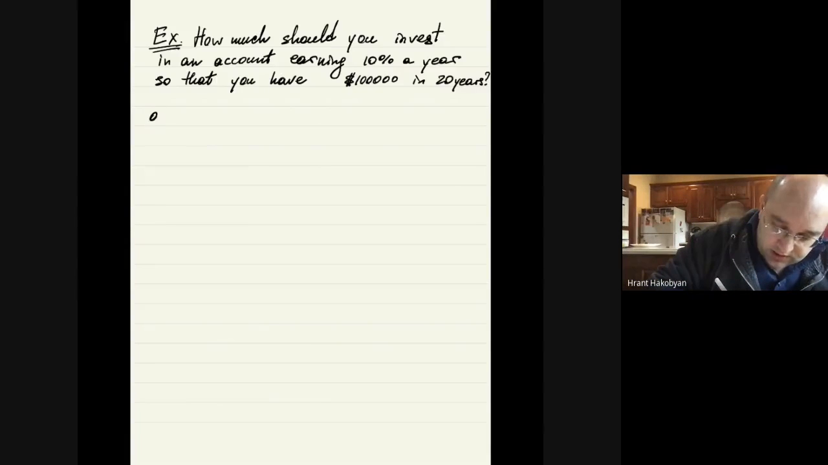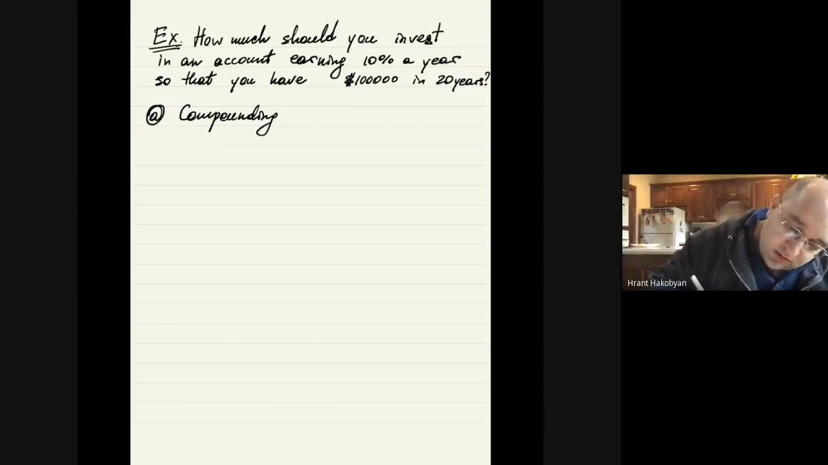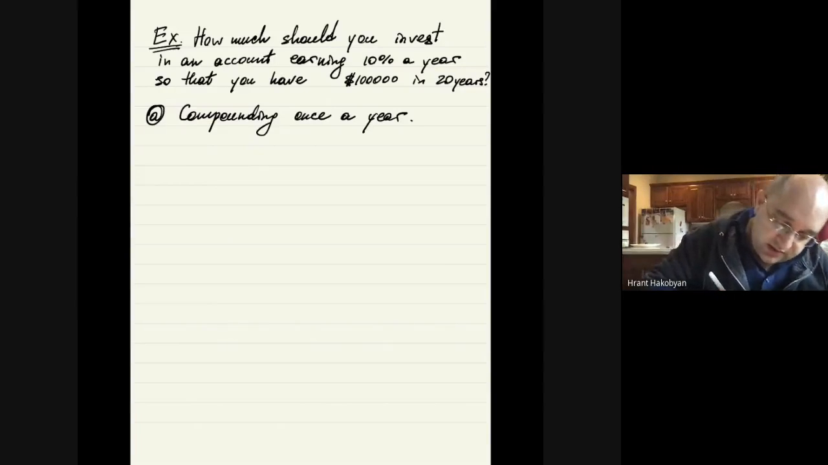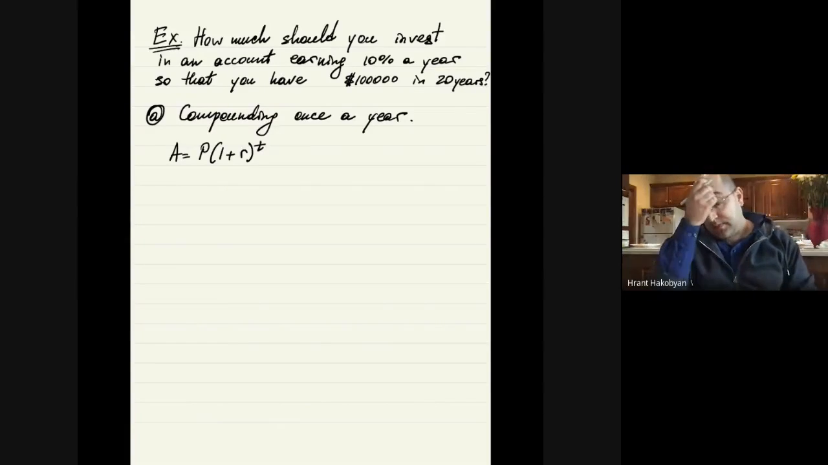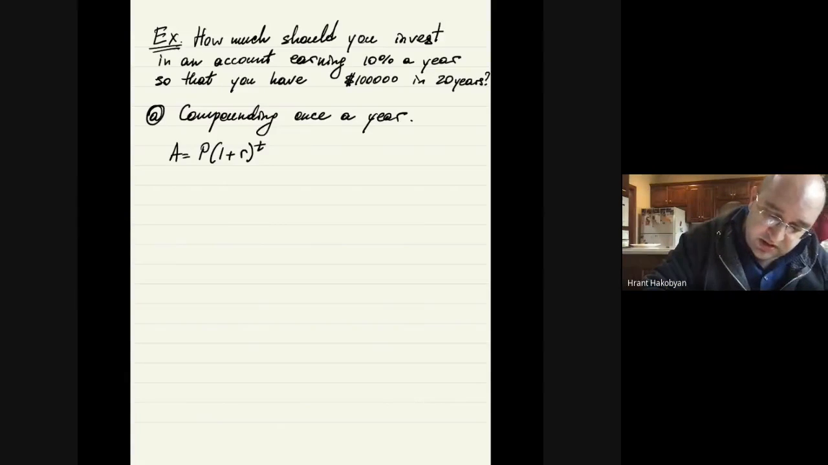So I'm going to do A, compounding once a year, right? So in that case, again, my formula was A equals P times (1 plus R) to the power T, right? So in this problem now, what's given and what is it that we want to find? What is the amount that we're trying to get? That's 100,000. That's not the initial amount. That's what we get here. That's our goal. So I'm going to put A here. What we need to find is this P here, right?